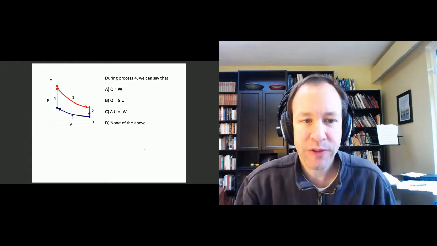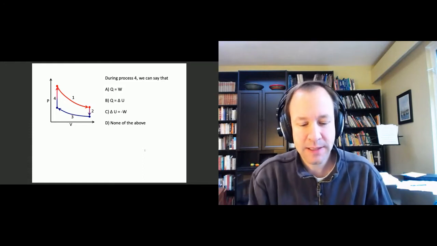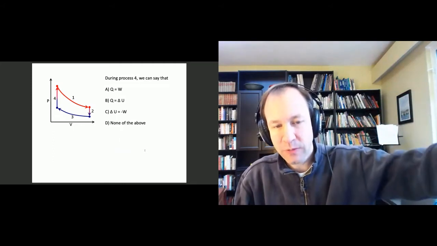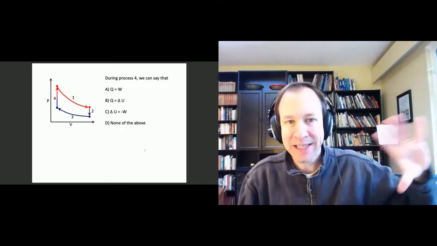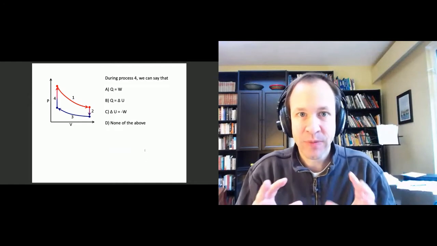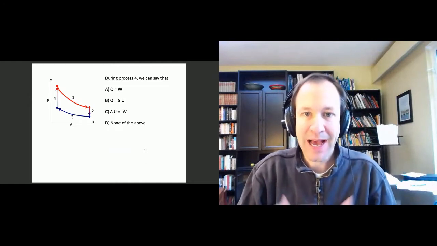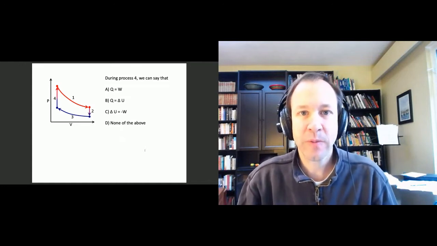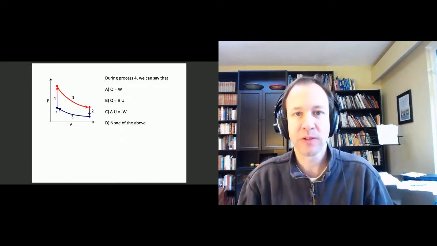Another one about process 4. Okay, so that's one aspect. We're wanting to predict what is the change in temperature, and then we're also interested in energy of various types, how those things change during the process. So have a moment to think about this question about what happens with Q and U and W in this process 4.